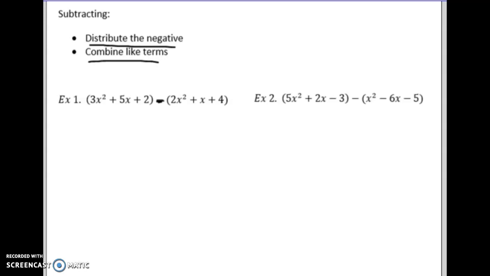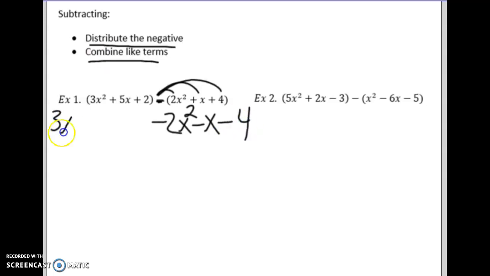So we're going to do this a couple times to get familiar with this. Now, watch how I distribute the negative and change all of these signs to their opposite. So a positive 2x squared becomes negative, and then positive x becomes negative x, and positive 4 becomes negative 4. Now nothing happens to the front one, the first one. This stays 3x squared plus 5x plus 2.